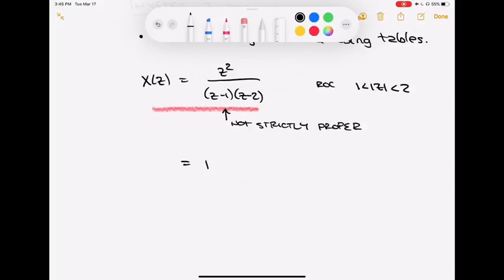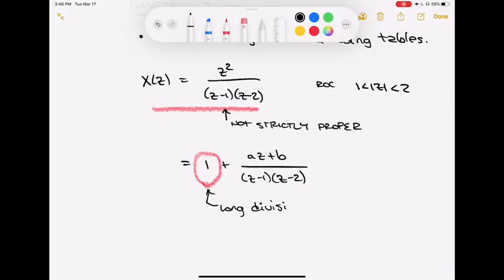The long division in this case would give me 1 plus something like the form of az plus b over that original denominator, z minus 1, z minus 2. This 1 that I got, so this piece right here, came out of that long division, to make this guy that was not strictly proper equal to something that is like these direct terms plus a strictly proper part. And then we would do the PFE on that strictly proper part.